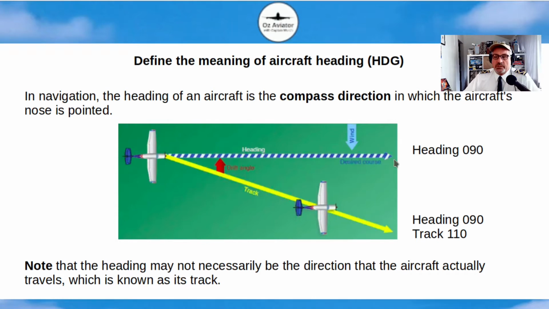As you can see here on the diagram, the aircraft may be pointing in the direction of 090, due east, but because of the wind, the aircraft track over the ground is 110. The aircraft is still heading 090, but the track is 110, but heading is still 090.